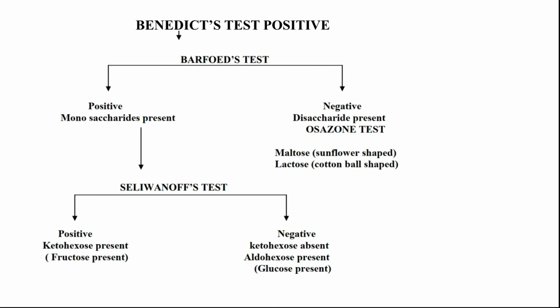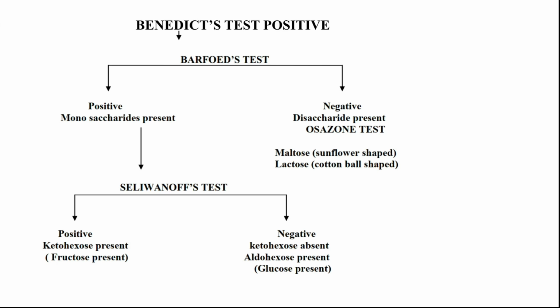Now, our Benedict test is positive, so we go ahead and do the Barfoed test. If it comes negative, it means disaccharides are present and monosaccharides are absent. So we find out the different types of disaccharides through the osazone test, where we'll have different types of crystals. If the Barfoed test is positive, only monosaccharides are present in our solution. Then we find out with the Seliwanoff test whether it's aldohexose or ketohexose. If the Seliwanoff test is negative, ketohexose is absent, so we can say glucose may be present. If it is positive, ketohexose is present, and we can say fructose may be present.